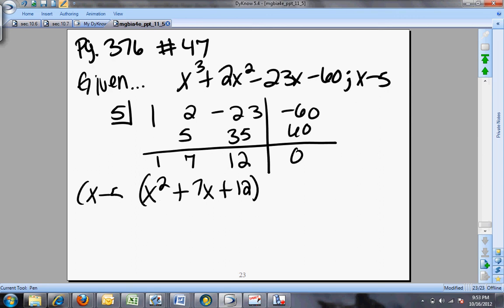And the original factor they gave us was x minus 5. Now don't forget, you need to check and see if this can be factored. And in fact, this can. There are two numbers that multiply to 12 and add to 7. You've probably already figured them out: 3 and 4. So our final answer is going to be x minus 5 times x plus 3 times x plus 4. And this will be our final answer.